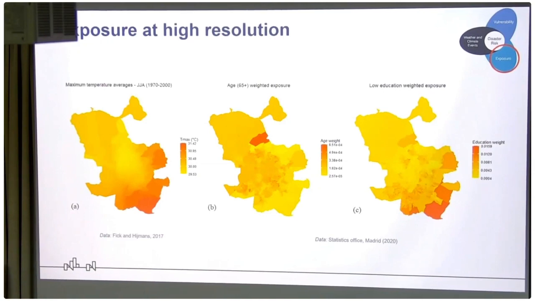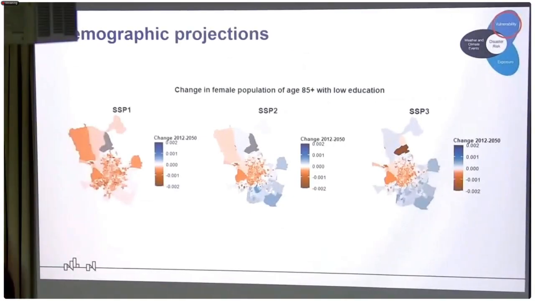Now, if we combine this with different vulnerability aspects like age, for example, we see that the patterns of vulnerability or of exposure change. So the city center will become more exposed than the outskirts. But if, on the other hand, we look at education, we constructed these maps for several age and sex groups and for all low, medium, and high educational attainment levels. But what I'm showing here is perhaps the most vulnerable population group. In Madrid and in other cities as well, it's a female population above the age of 85 with low educational attainment.